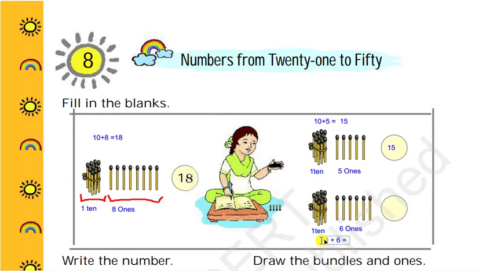So 10 plus 6 is equal to how much? Again we will start counting from 11. So this is 10, 11, 12, 13, 14, 15, 16. So finally we get the total number of matchsticks here as 16.